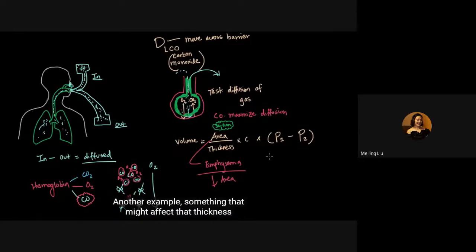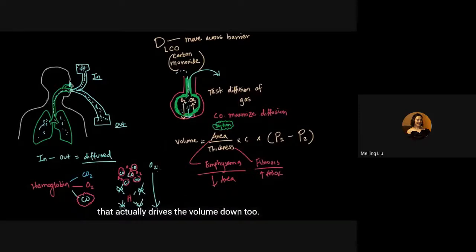So another example, something that might affect the thickness would be, let's say, fibrosis, where the lung tissue gets scarred and thickened, there's too much connective tissue. The thickness would go up. And because that's at the bottom of the equation, that actually drives the volume down too. So do you see how both these diseases would drive down the amount of the gas that goes across? And that's how they both impair the lung function.